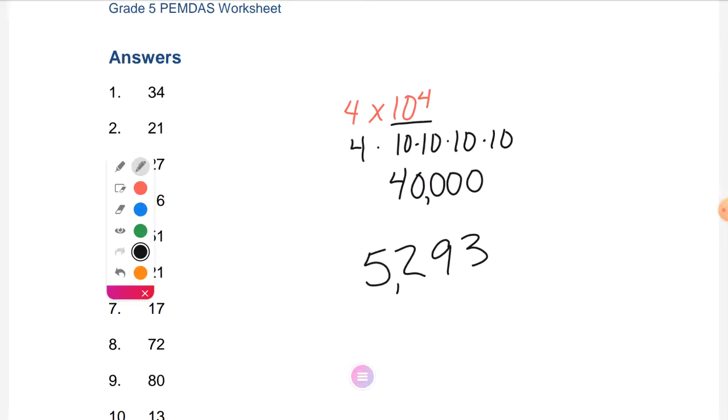Emma? Does it mean that you add the numbers? Yeah, you add the digits. So what's 5 plus 2? 7 plus 9? 7 plus 9 is 16, plus 3 is 19. Is 19 divisible by 3? No, so that means 5,293 is not divisible by 3.